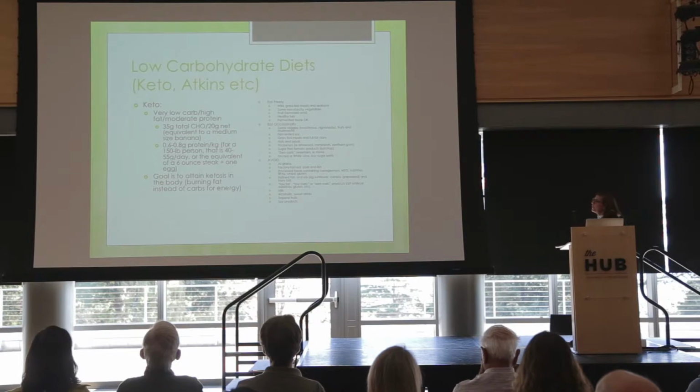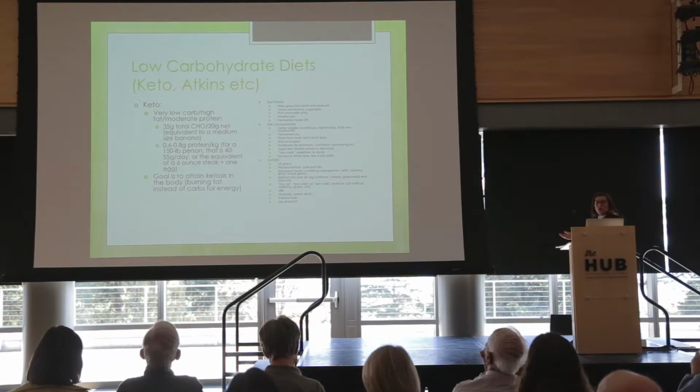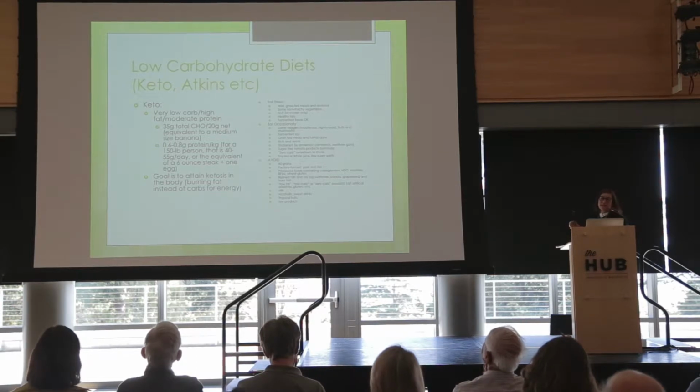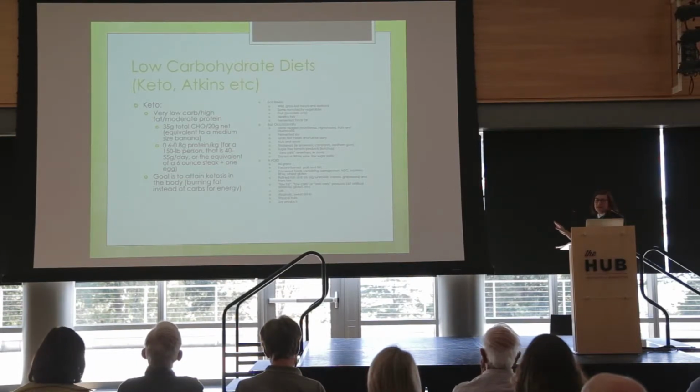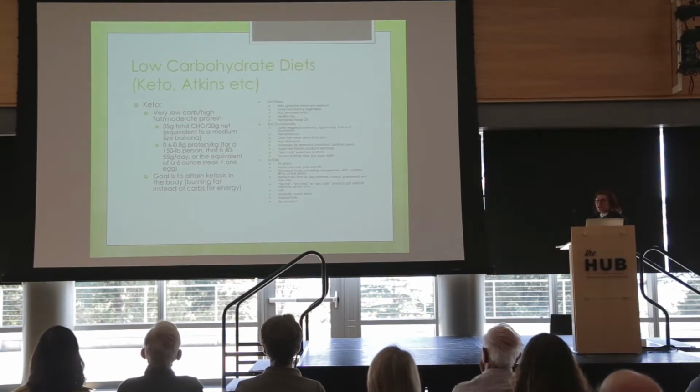I'll start going through this a little quicker. So low-carb diet, there's the ketogenic diet. Has anyone heard of the ketogenic diet? Okay, good, so a lot of people. In general, the ketogenic diet is a very, very, very low-carb diet. Only about 35 grams of carbs per day, which is about the size of a banana. So that's very, very restrictive. It's also low protein, so it's a little different than Atkins and paleo, where it's not also low protein in addition to low carb. The goal is to attain ketosis in the body, which burns fat instead of carbs for energy. That's the main premise of it.